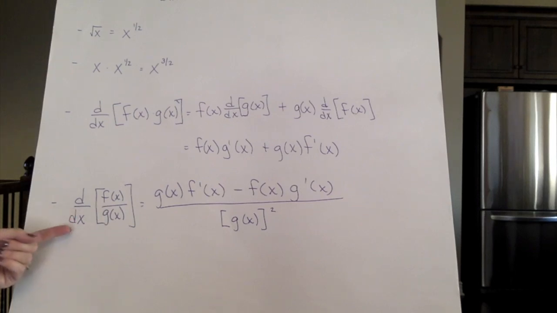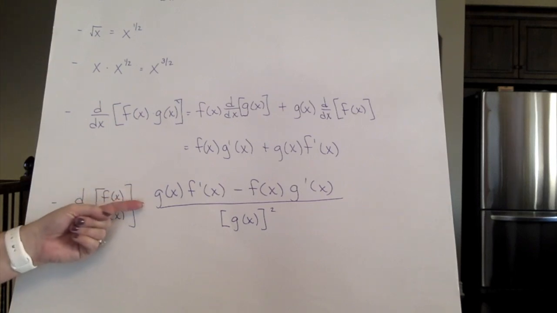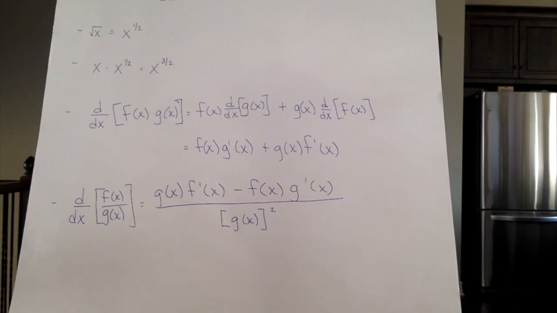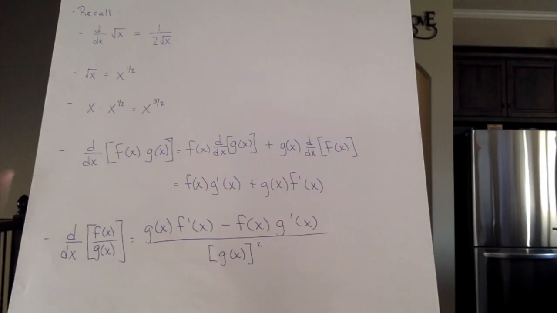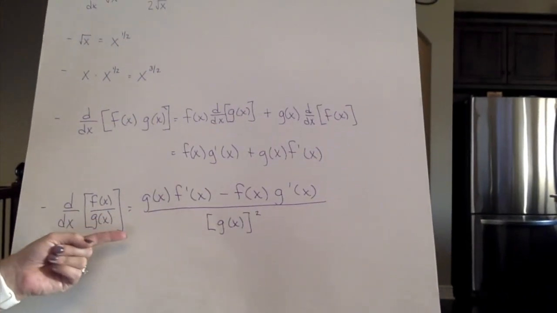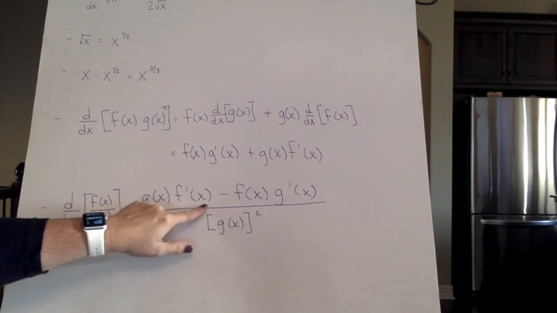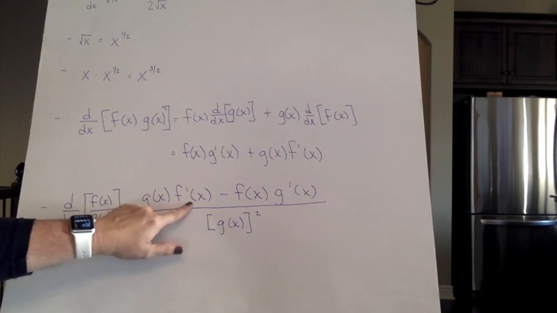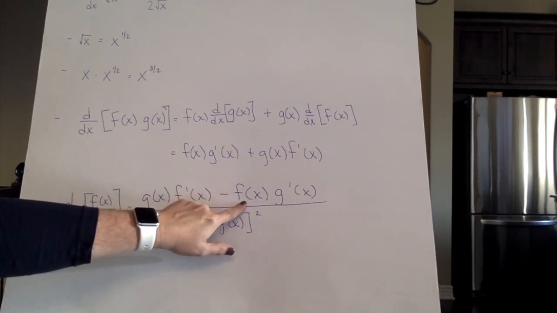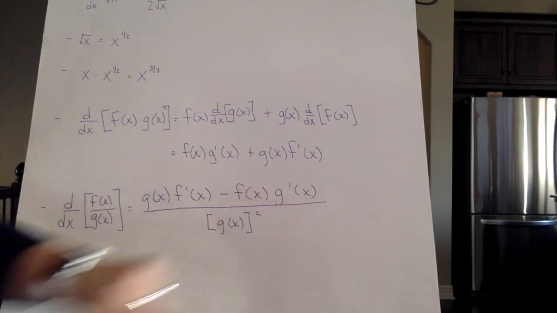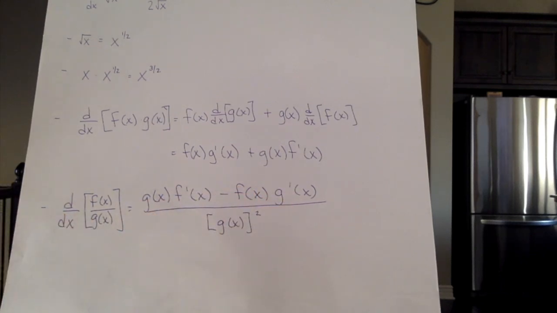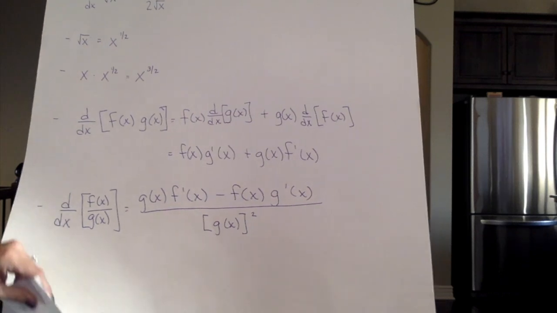And then lastly, the quotient rule. Okay, so our quotient rule, again, I don't know where I was. I had to pause for a minute. Sorry, guys. It is low times the derivative of the high, which would be f prime of x, minus high times the derivative of low, which is g prime of x, all over low squared. Okay, so let's look at our first example.